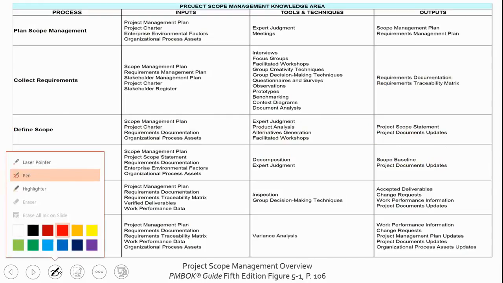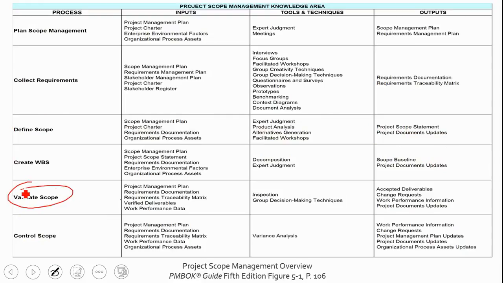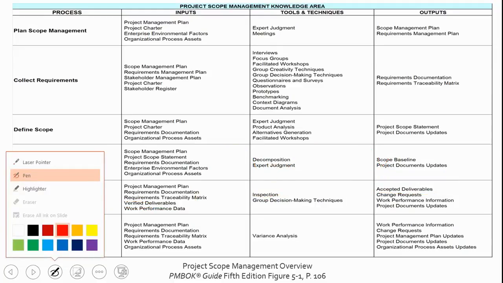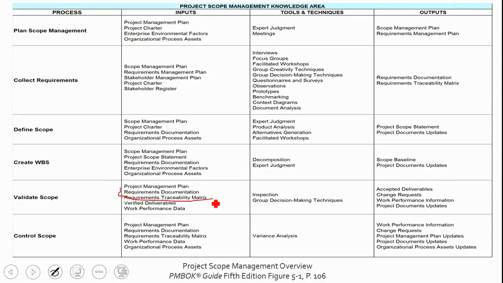Validate scope, this is where your customer, through inspection, is going to accept, hopefully, the deliverable. What are they inspecting? They're inspecting something called verified deliverables. And that comes from quality control, from the control quality process. So if you've got a verified deliverable, it gets inspected, you get accepted deliverables. What are they inspecting it against? Well, they're inspecting it against this thing here. Requirements traceability matrix and requirements documentation.